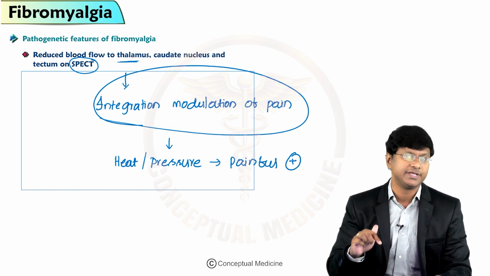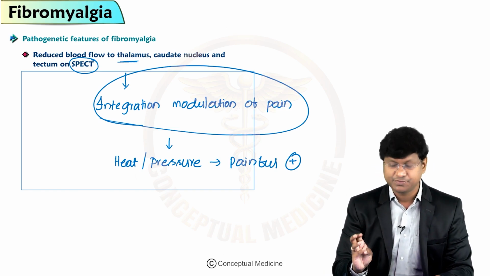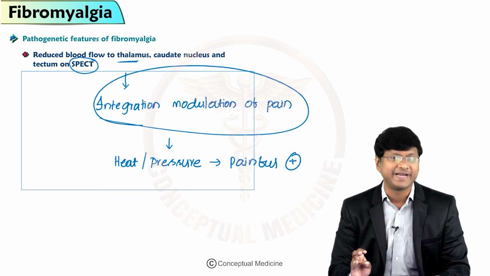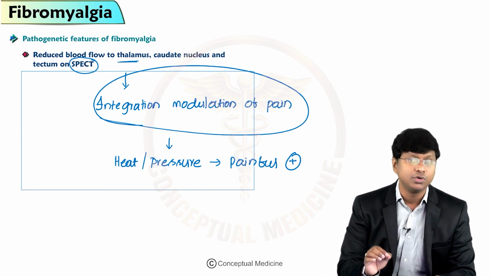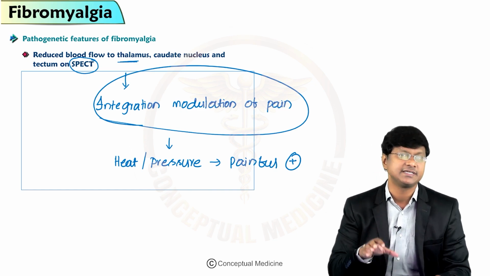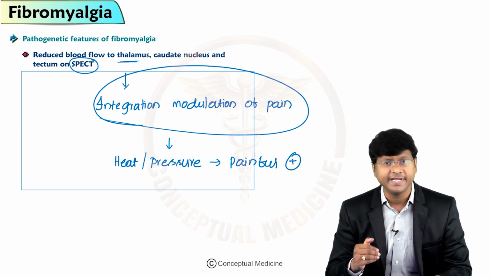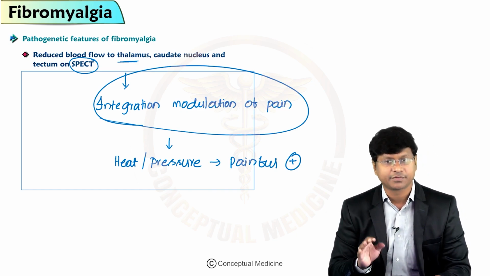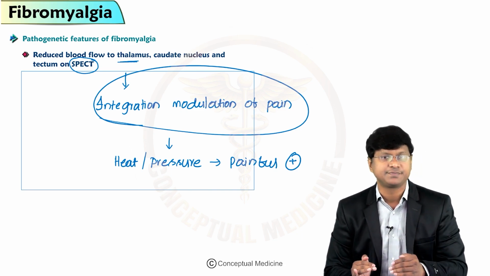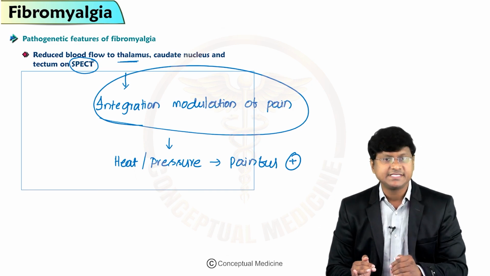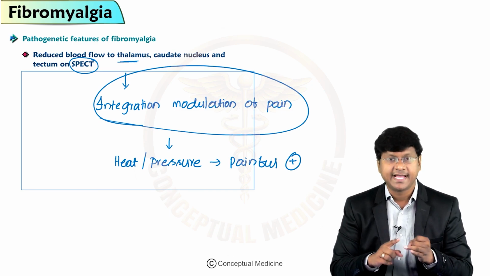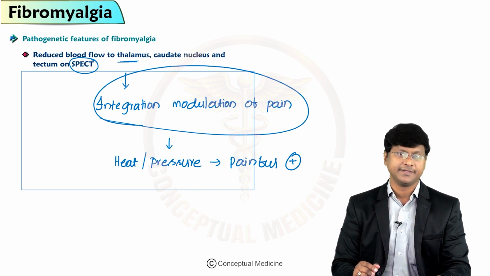In these individuals there will also be autonomic dysfunction, which will present as orthostatic hypotension and resting tachycardia. And when you do a SPECT scan, it will show reduced blood flow to the thalamus, caudate nucleus and tectum, because these are the important structures which integrate the modulation of pain. So because there is alteration of the blood flow to these structures, these individuals will perceive heat or pressure as painful stimuli.